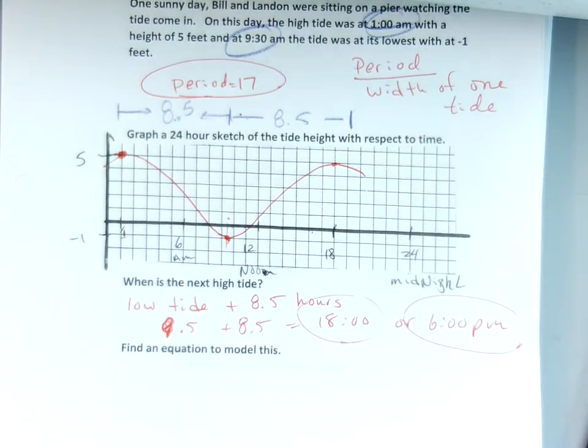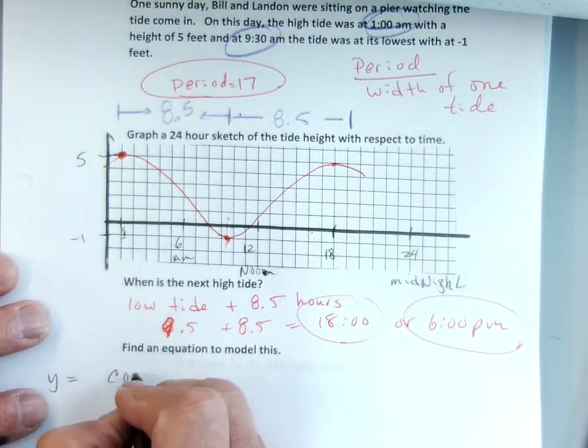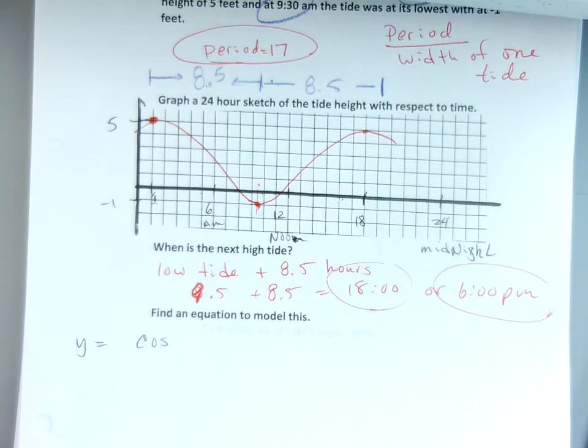So, make an equation. Is it a water slide or is it a roller coaster? I call it a water slide too, which is a cosine, right? So I'm going to start with an equation. I'll start with y equals cosine. Let's just start there, okay?